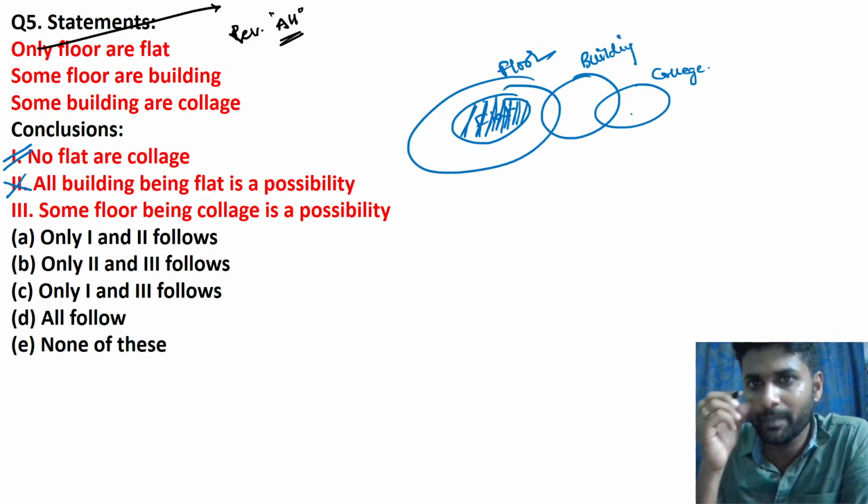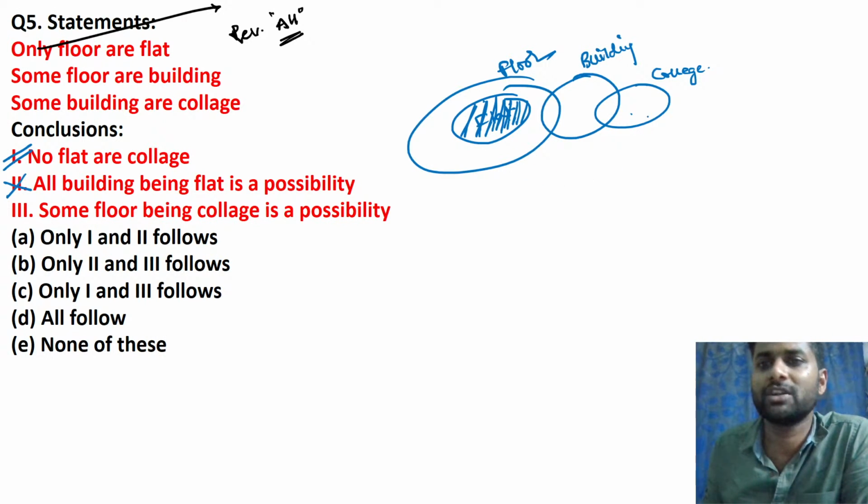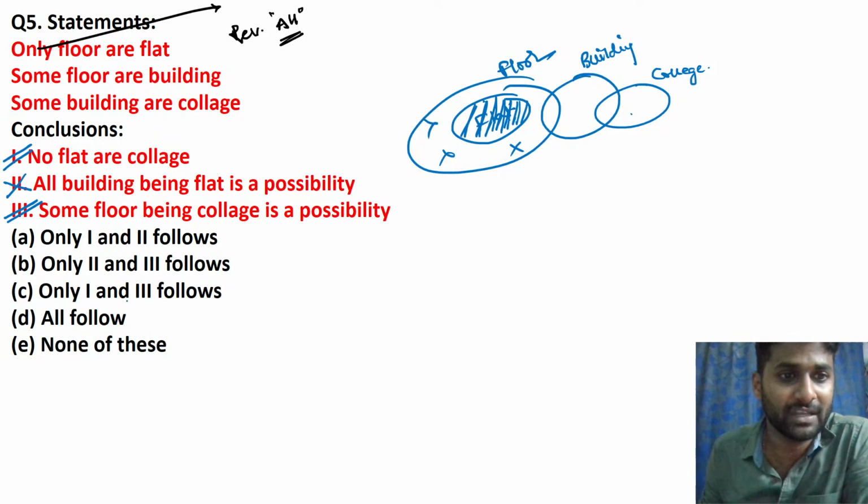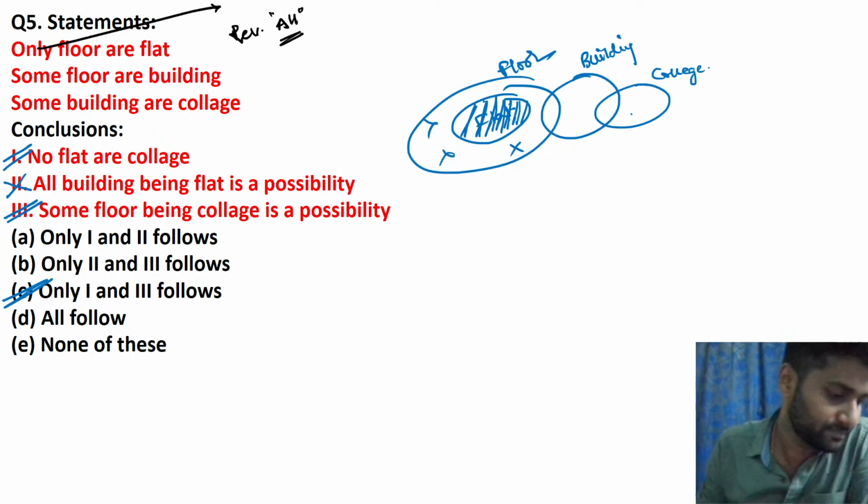Next one, some floor being college is a possibility. Guys, we can assume some of the floor into the college. We can't assume all floor into the college, but we can assume some floor can be the college. That's why possibility is a valid conclusion. So here the answer is conclusion 1 and 3 follows.